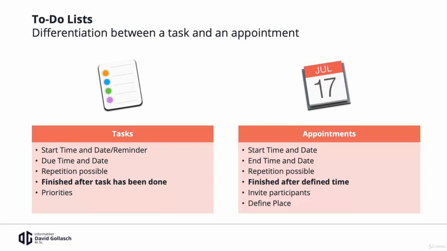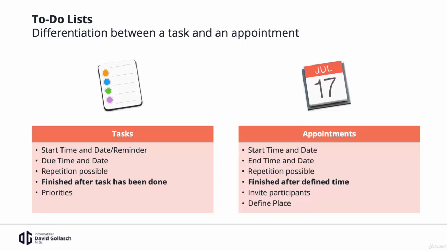Of course, in tasks you can also set priorities, whereas it's not that important to have priorities with appointments, because appointments take your time in a defined way. Appointments additionally have a defined place where they take place, and you're able to invite participants to that appointment. In certain task management tools, it's also possible to define other people who should be responsible for the fulfillment of the task. So it's also possible, in a certain way, to invite people or participants.